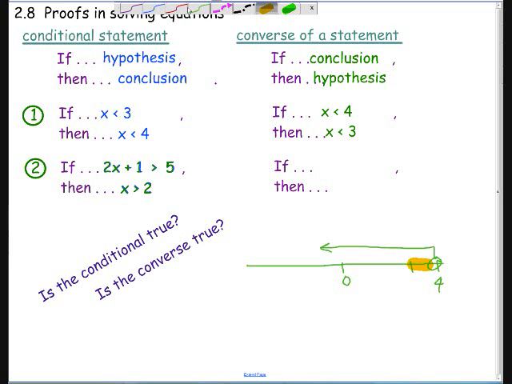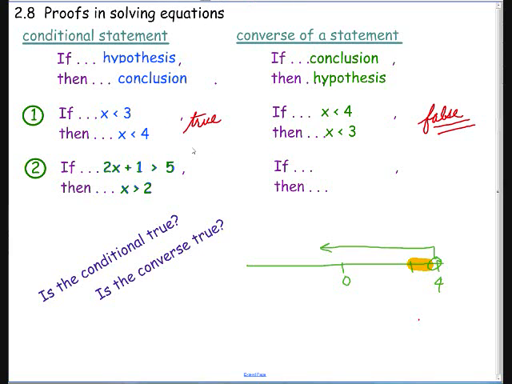So this is the converse. This was true, and this is, if we can find any instance where it is not true, then we can call it false. I understand that there are places on this number line where this would be true, but as long as I can find one instance where it's false, I call it false.